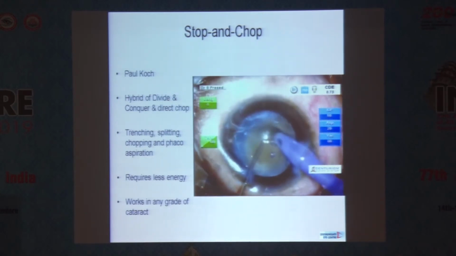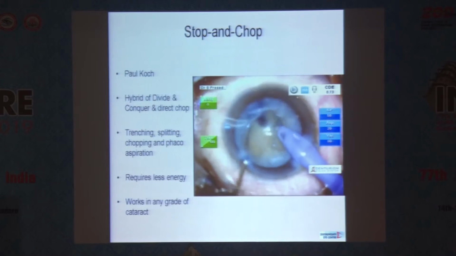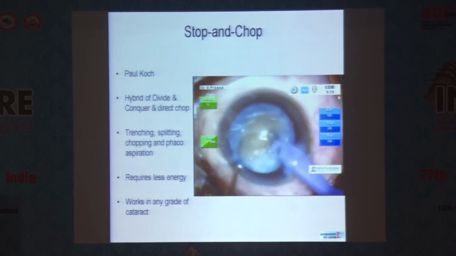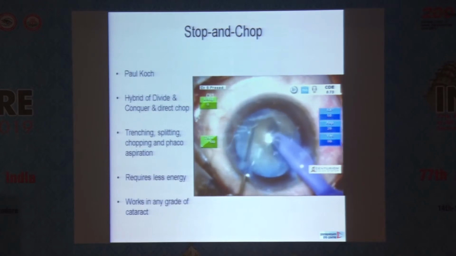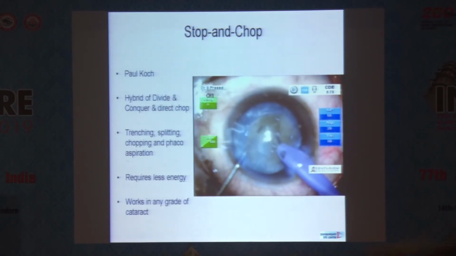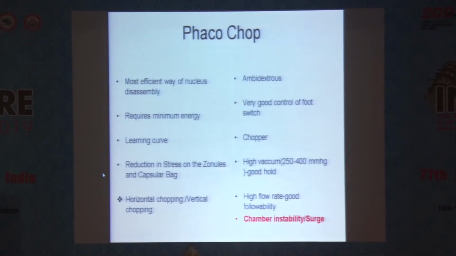So you see that I am going deep into the center of the nucleus and trying to separate it. Once it is separated, then phaco becomes very easy. Then again, the other halves have to be cut into multiple pieces to take them out.